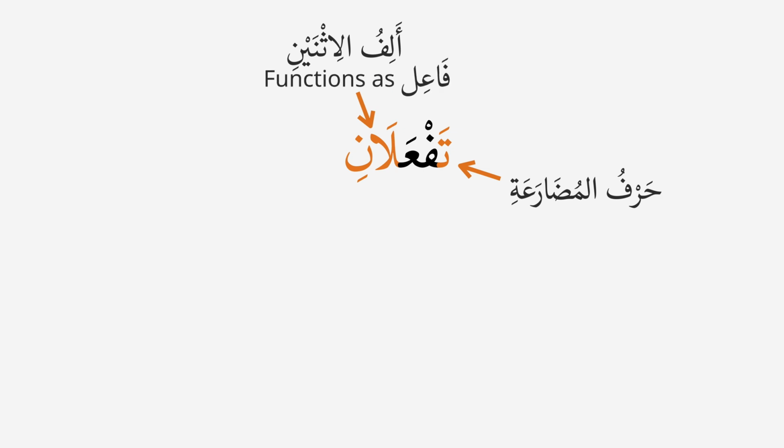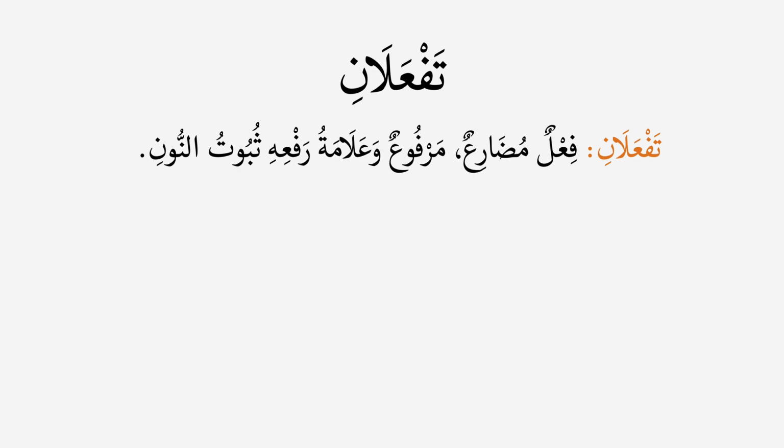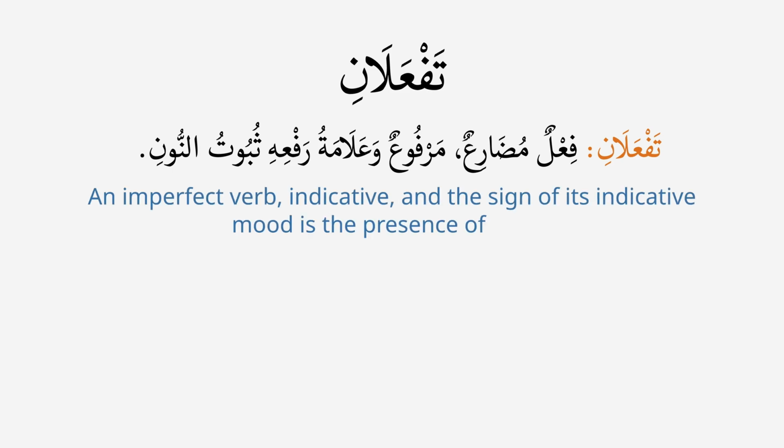In this pattern, we have ta as harf al-mudara'a and alif as alif al-ithnain, and it functions as fa'il. And noon is alamatul raf', that is the sign of the indicative mood. So, تفعلان فعل مضارع مرفوع وعلامة رفعه ثبوت النون. يعني an imperfect verb, indicative, and a sign of the indicative mood is the presence of the letter noon.